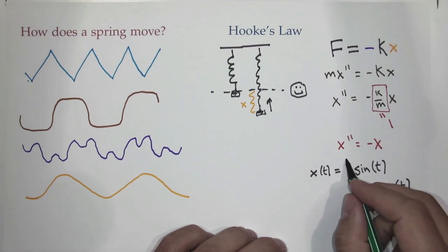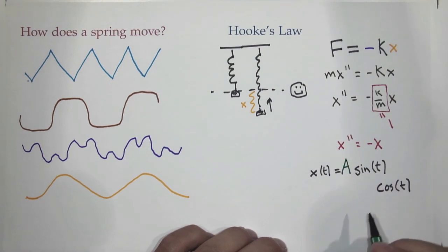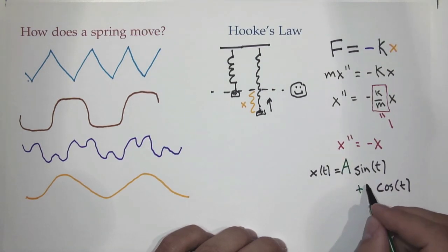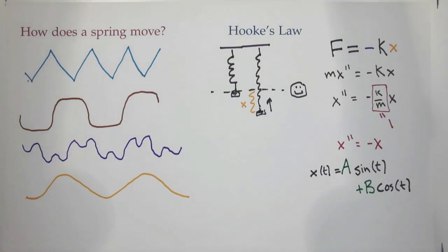It turns out that you can multiply sine by anything, multiply cosine by anything, and add them together, and you're still going to work. And here's the amazing thing. That's it. Those are the only solutions.